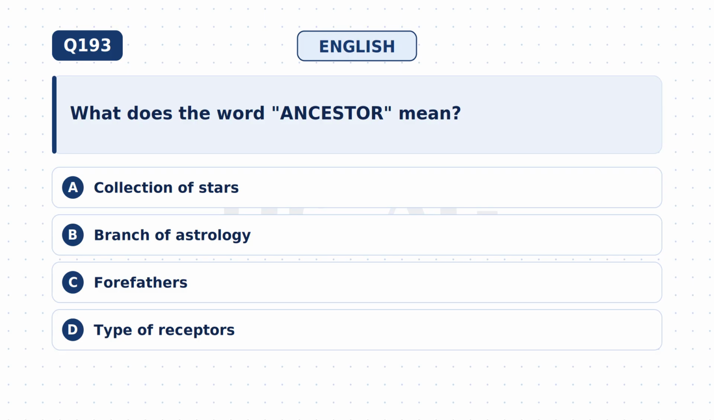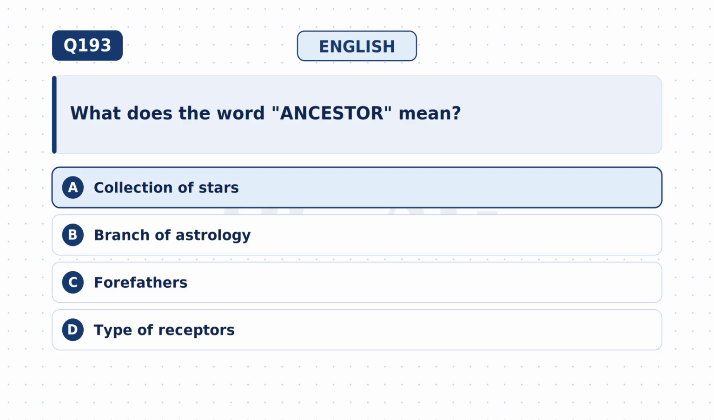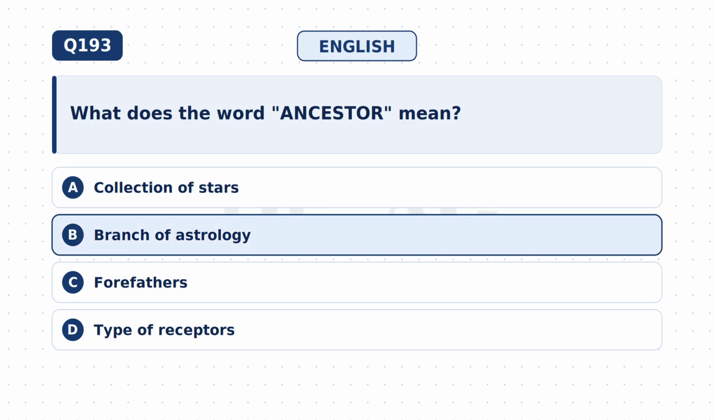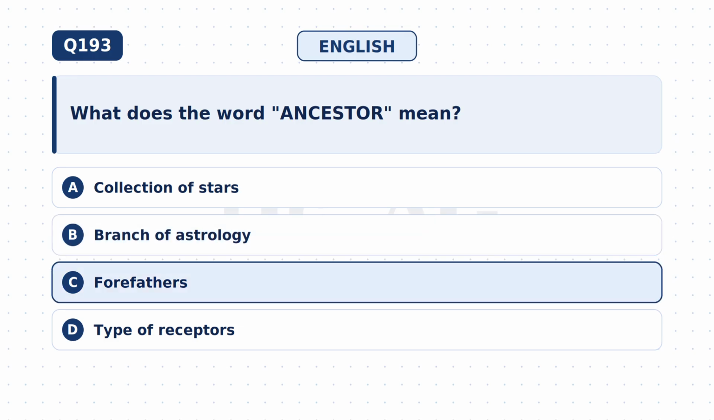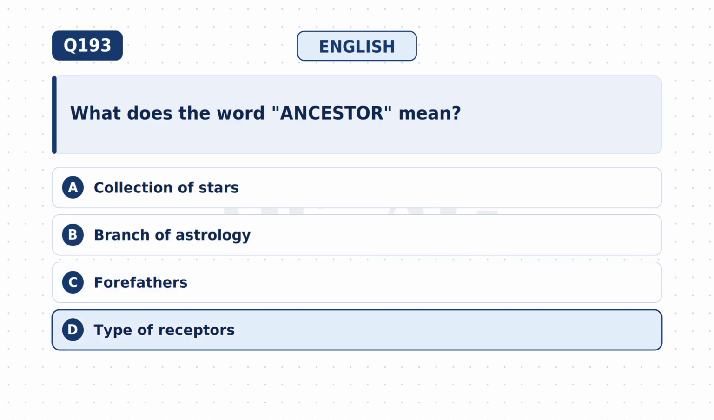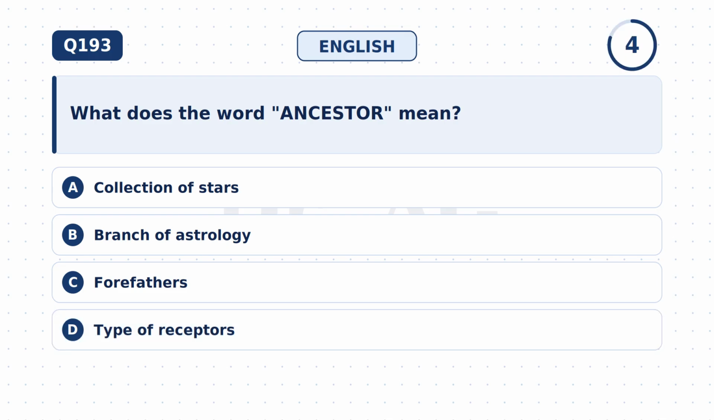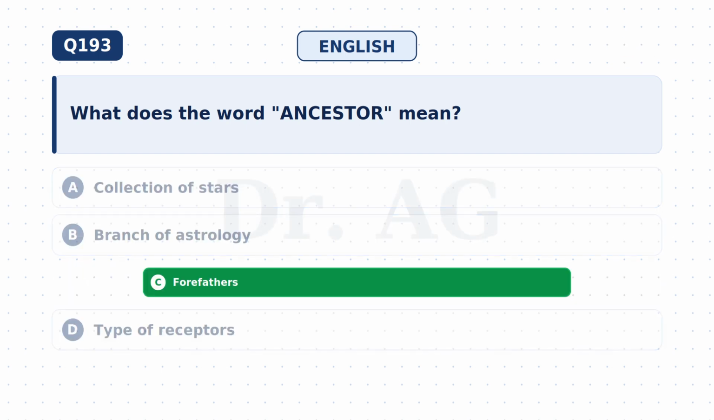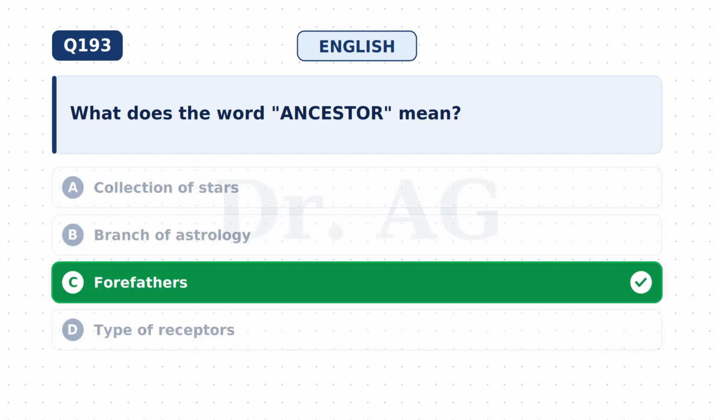Question 193. What does the word ancestor mean? Option A, collection of stars. Option B, branch of astrology. Option C, forefathers. Option D, type of receptors. The correct answer is C, forefathers.